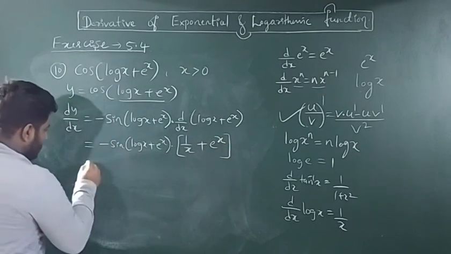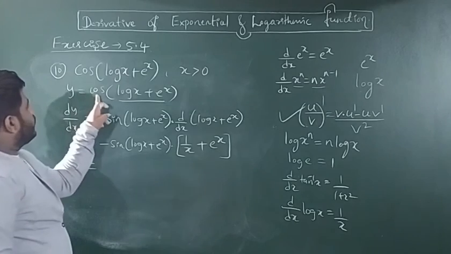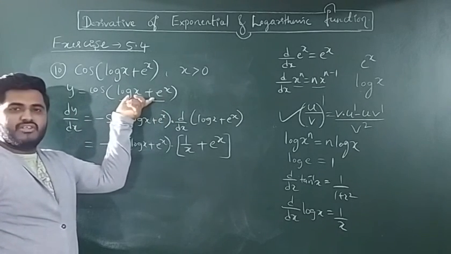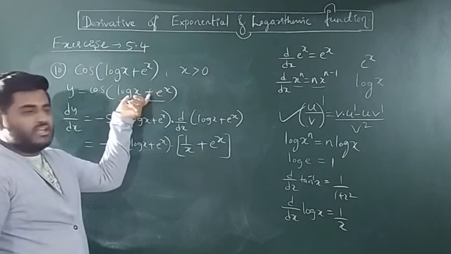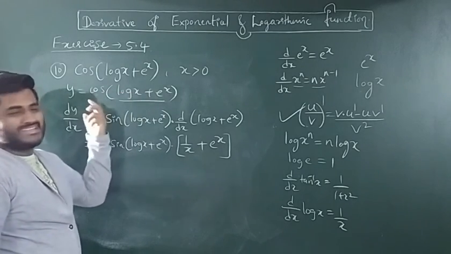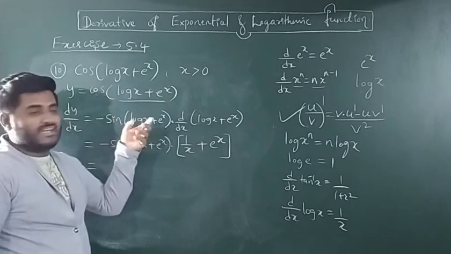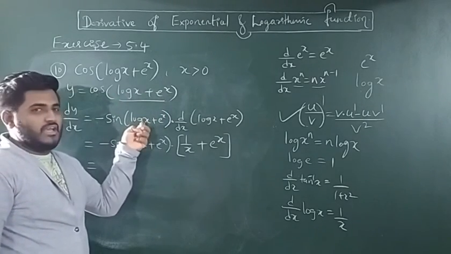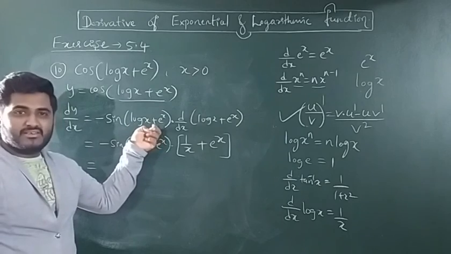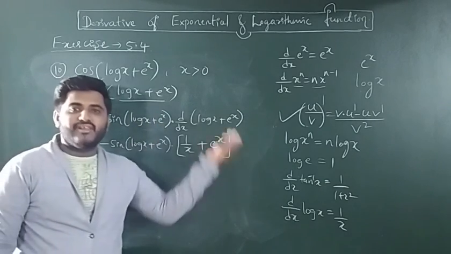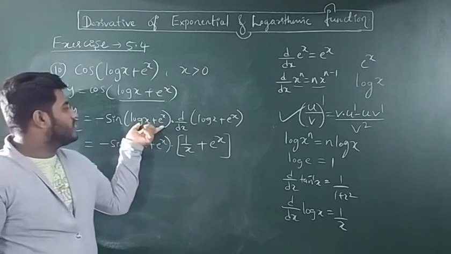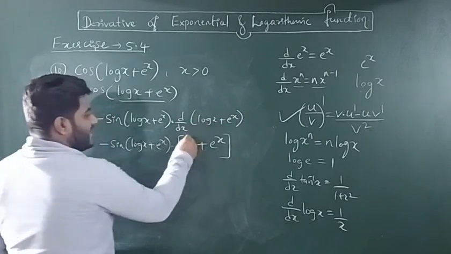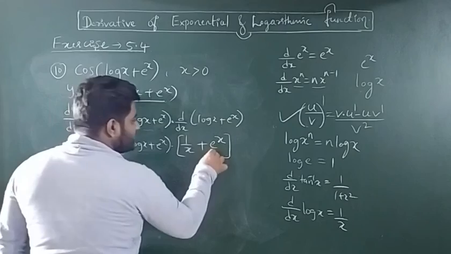I hope you are getting the points here. Cos of log x plus e raised to x is there. Whatever the function in the bracket, I assumed as x. So differentiation of cos x is minus sin x. In place of x, what have we assumed? Log x plus e raised to x. If it were x, it would end here, but it is not x. So we have to differentiate further, the differentiation of this entire function. Differentiation of log x is 1 by x. Differentiation of e raised to x is e raised to x.